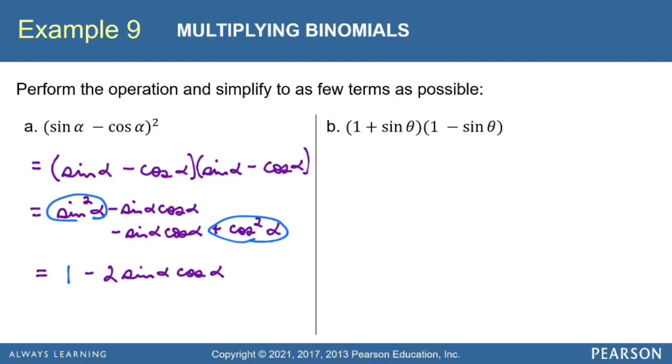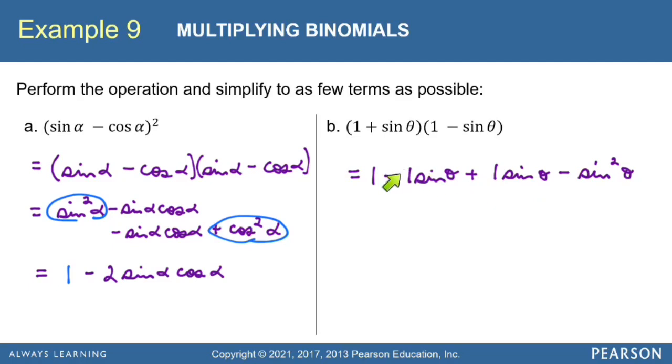And now let's look at part B. So here we have 1 plus sine of theta times 1 minus sine of theta. This is what's called a sum and difference of the same two terms. But we still will multiply these two factors together using the FOIL method. So here we go. First times first is going to be 1 times 1, so that's 1. Outer times outer is going to be minus 1 sine theta. Inner times inner is going to be plus 1 sine theta. And then last times last is going to be minus sine squared theta.